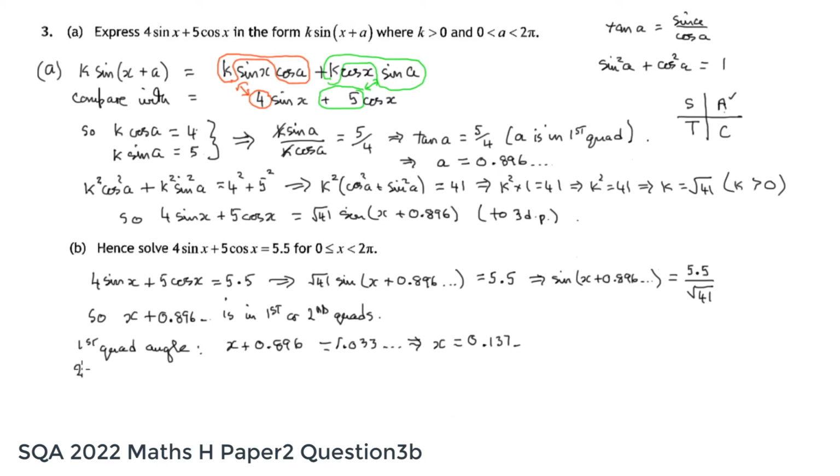Now let's tackle the second quadrant angle. So there's the angle, and in this case we know that the second quadrant angle will be pi minus the first quadrant angle. So pi minus, and the first quadrant angle was 1.033 and so on.